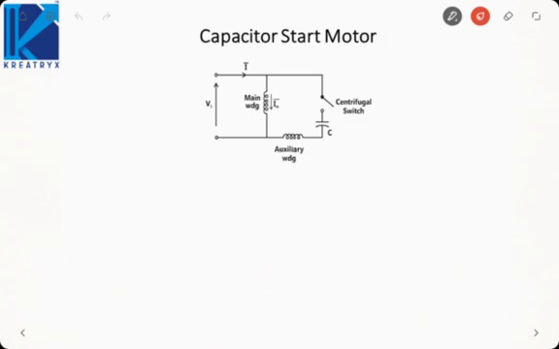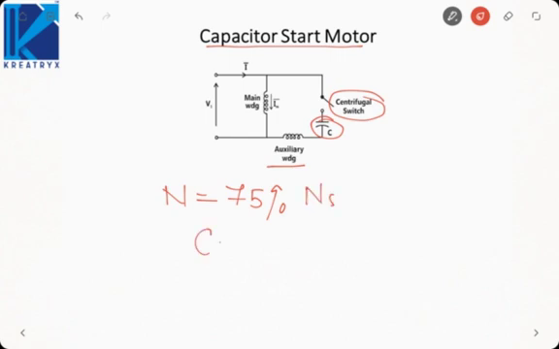Okay, so the first category of capacitor type of motor is capacitor start motor. Here capacitor is connected in series with auxiliary winding, but it is connected in series with a centrifugal switch also. Now due to this centrifugal switch, when speed is almost 75% of Ns, capacitor becomes disconnected. So the capacitor is only used to start the induction motor, and it will be disconnected during the running condition.